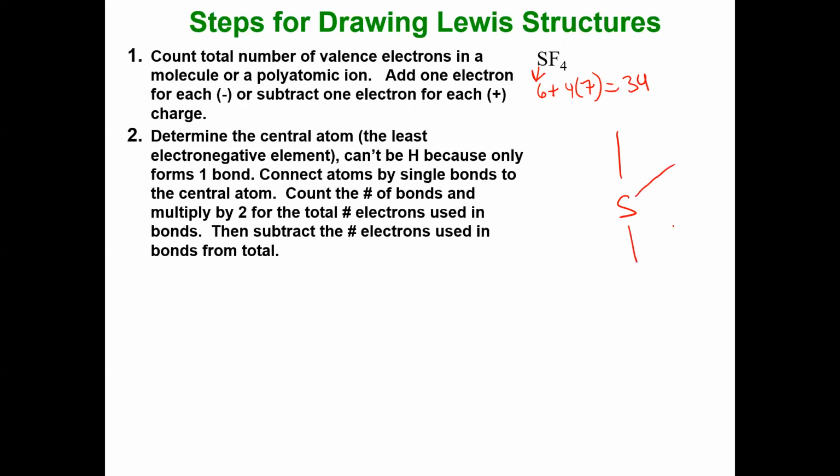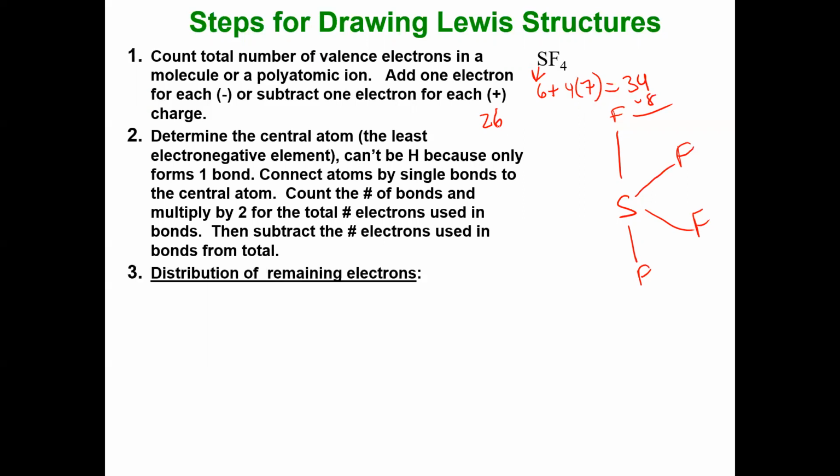sulfur. And I'm kind of going to just draw like this because I know where I'm leading to. And I'm going to have my fluorine on the edges of the sulfur, and I have to attach it. So every bond is 2 electrons. So I had 4 bonds here because 4 fluorine. So I'm going to subtract 8 from this, and I get a total of 26 valence electrons left.